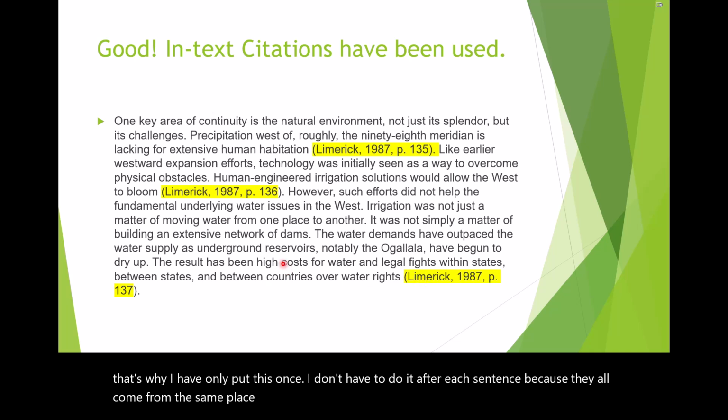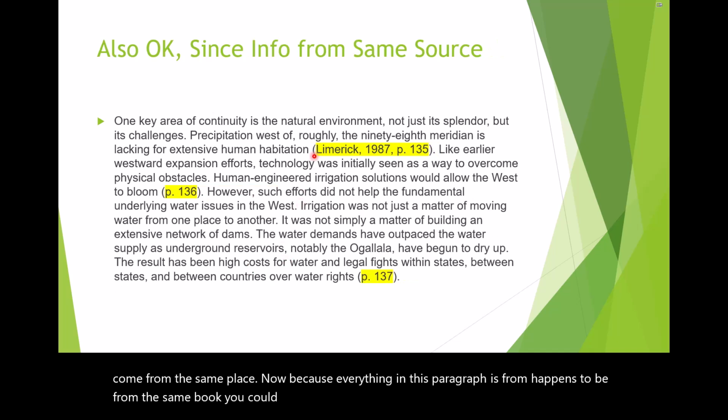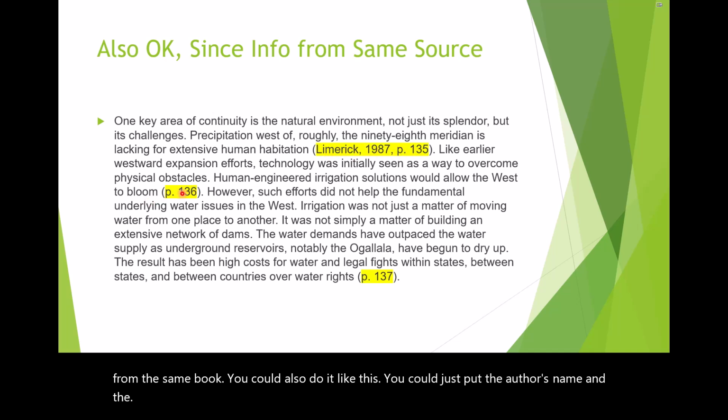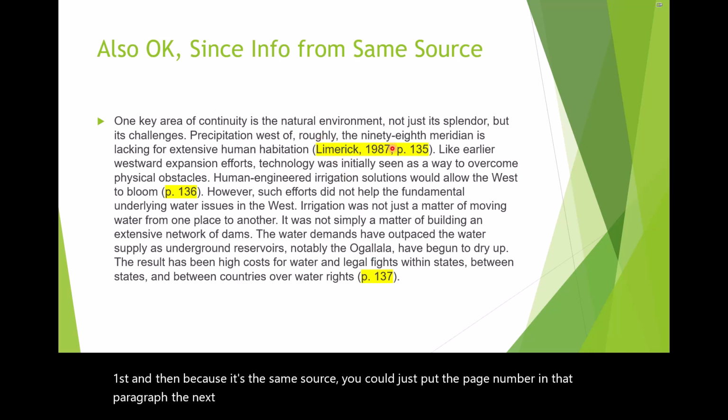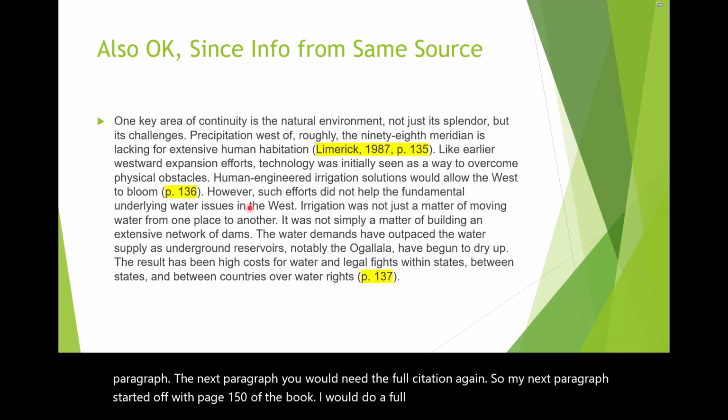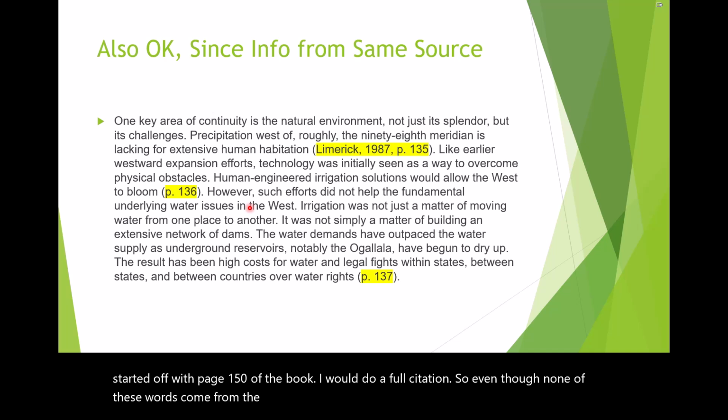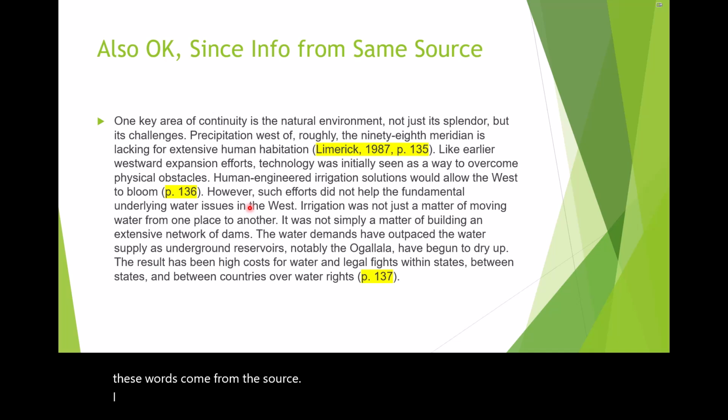Now, because everything in this paragraph happens to be from the same book, you could also do it like this. You could just put the author's name and the year first, and then because it's the same source, you could just put the page number in that paragraph. The next paragraph, you would need the full citation again. So if my next paragraph started off with page 150 of the book, I would do a full citation. So even though none of these words come from the source, I still have cited them. That is what I expect you to do.